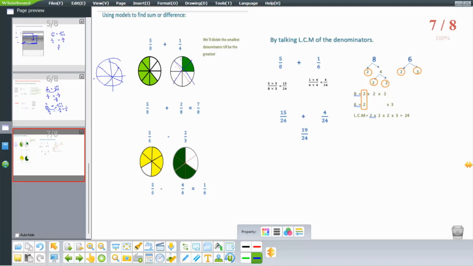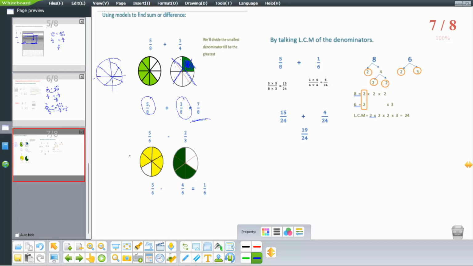And we know that the quarter is equal to what? 2 over, yes, 2 over 8. So it will be here 5 over 8, the same, and the quarter here, after we divide it by the new line, it means 2 over 8. 5 plus 2 equals 7 over 8.